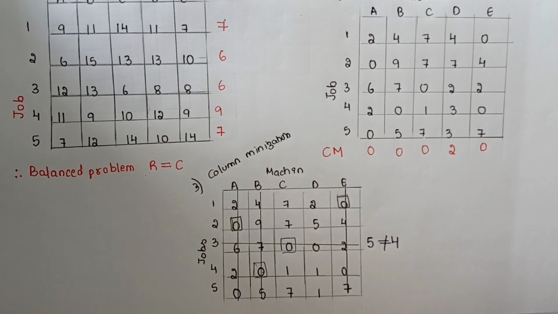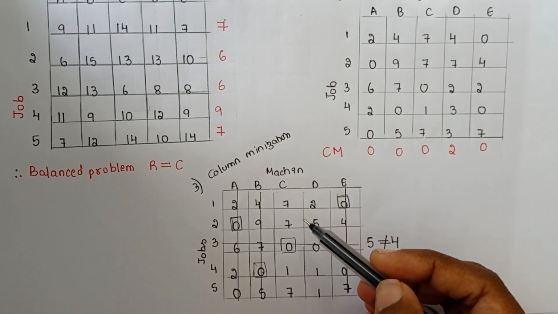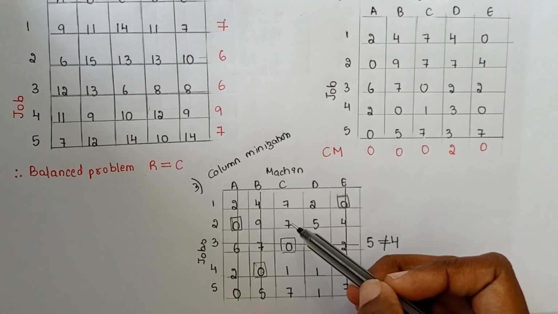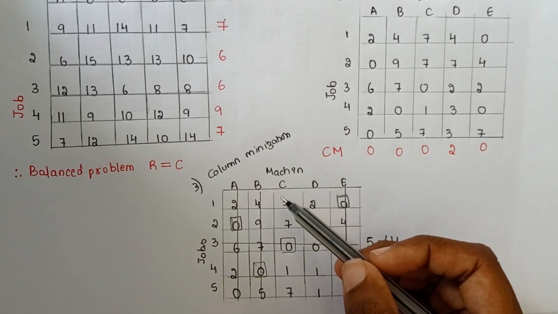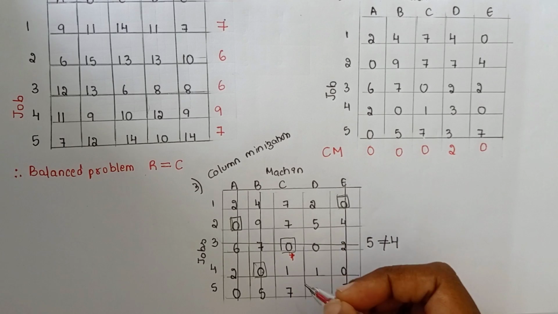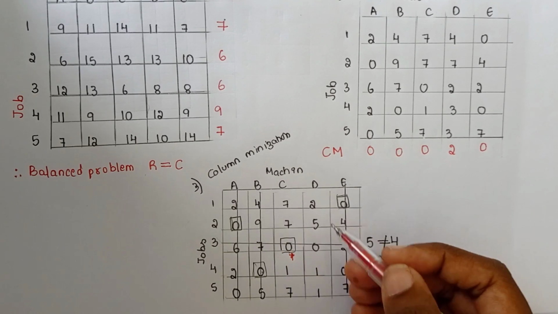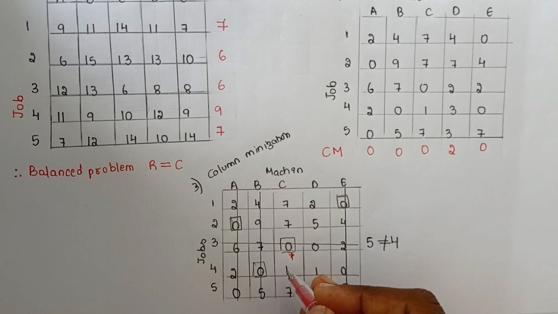So now what I have to do is find out the minimum value among the left out values. The left out values are 7 2 7 5 1 1 7 1. So these are the left out values. Among these left out values, the least value is 1. We have 1 three times, so I can select any one. I will select this one. Among the left out values like 7 2 7 5 1 1 7 1, the least value is 1. So I will select this 1.